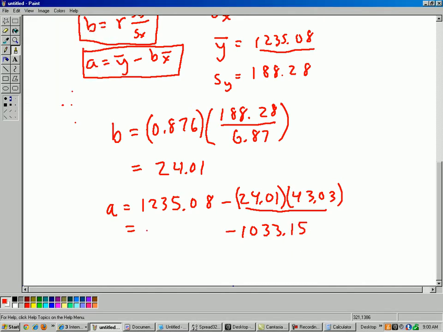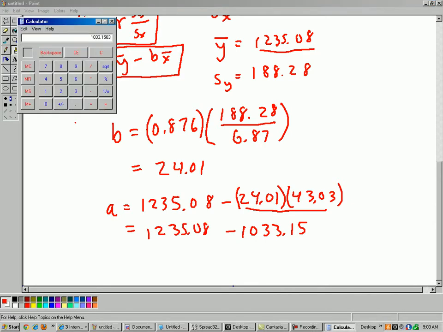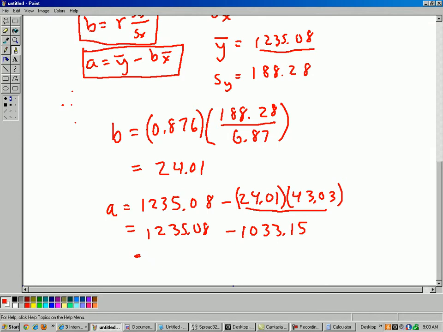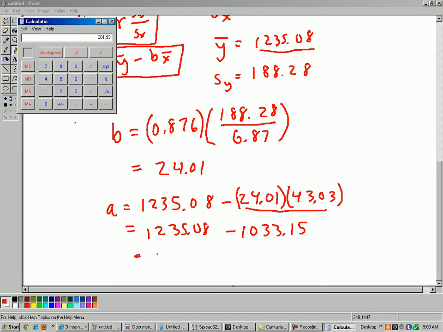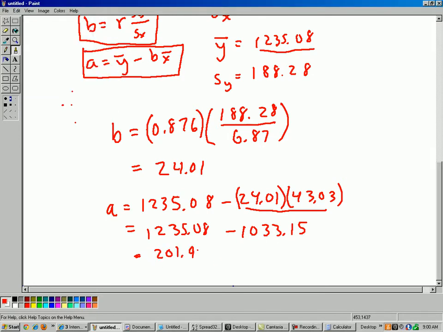Okay, and then subtract that from 1235.08. Okay, back to the calculator one last time. 1235.08 minus 1,033.15 equals 201.93. Okay, so final answer. Now we have the equation of our line.